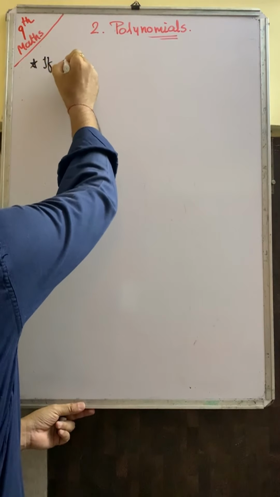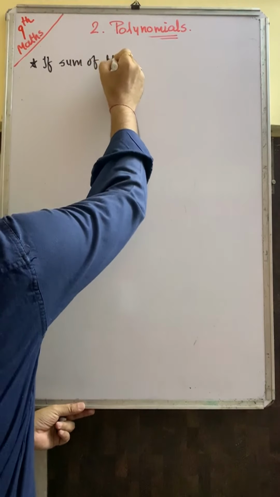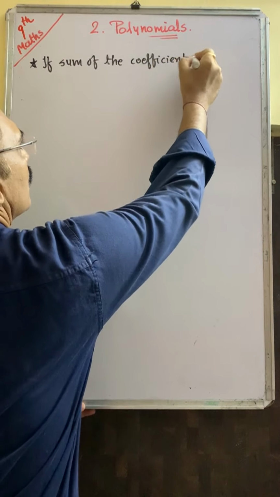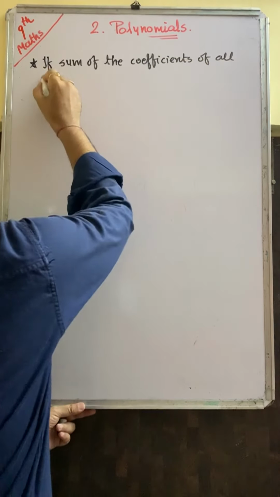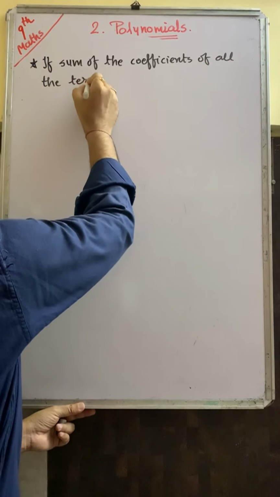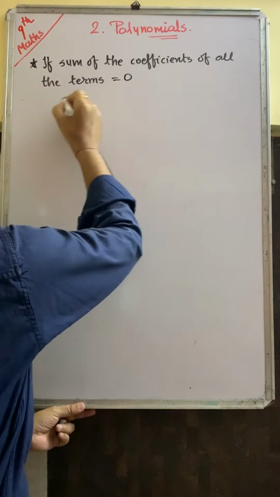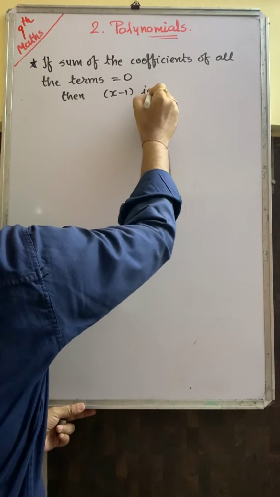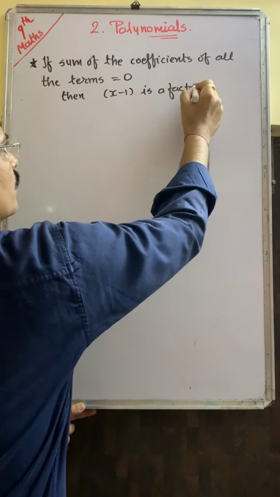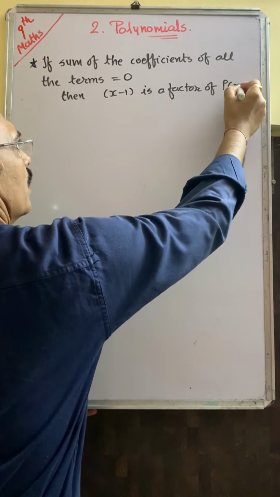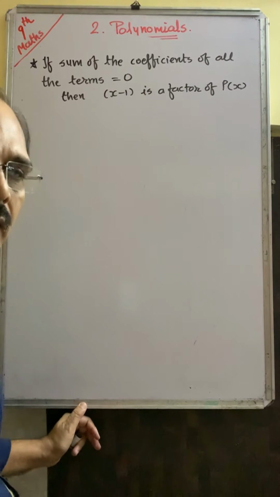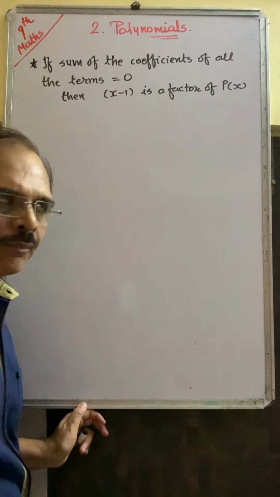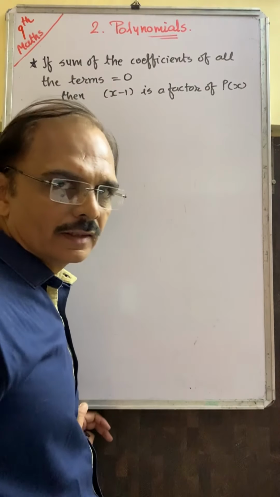if sum of the coefficient of all the terms equals to 0, then x minus 1 is a factor of polynomial p of x. If polynomial is p of y, then y minus 1 is a factor. Here we select polynomial over x, so x minus 1 is a factor.